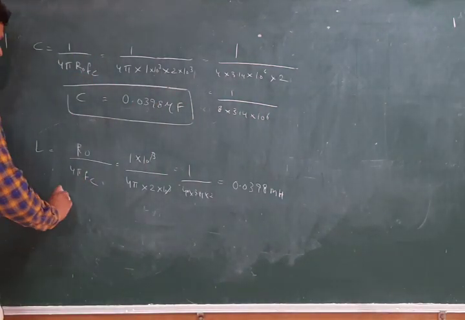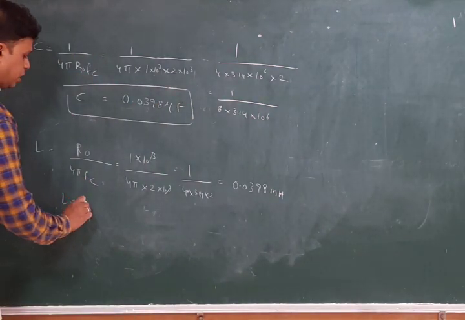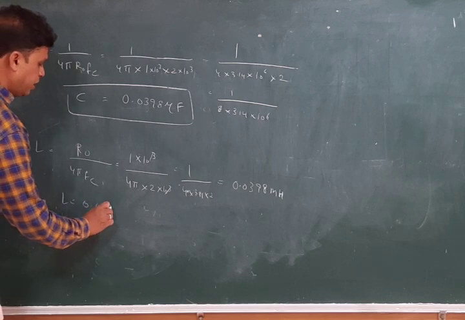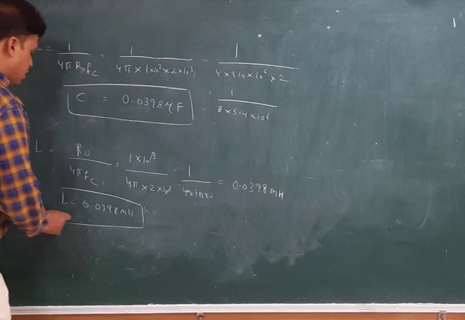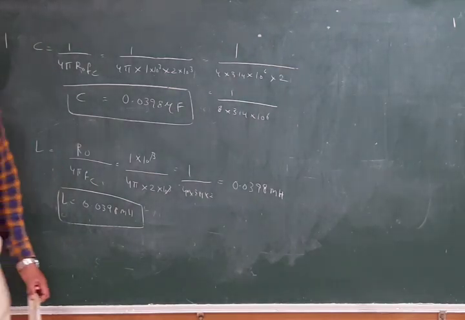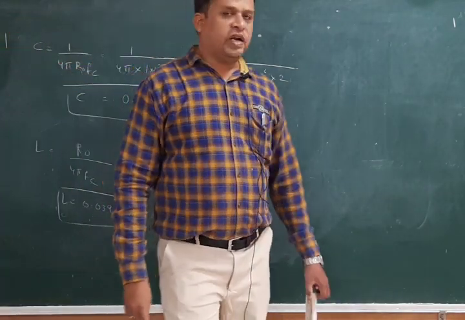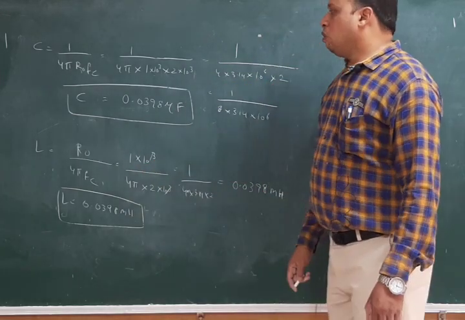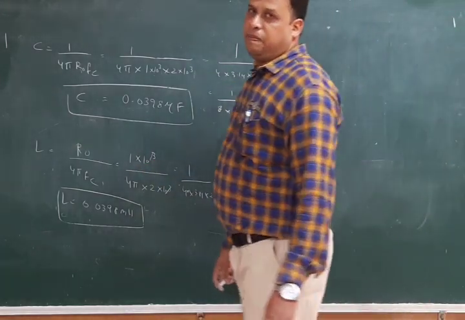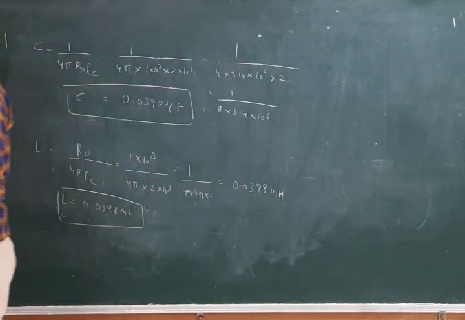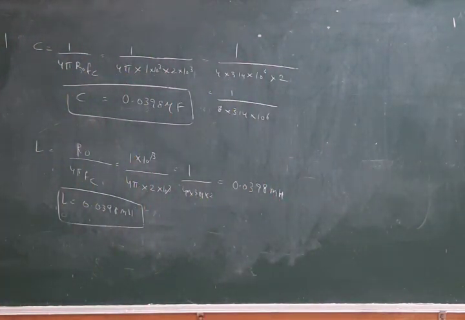L is equal to 0.0398 millihenry. Okay, you got the inductor value as well as the capacitor value now. After getting the inductor and capacitor values, what you have to do now is draw the filter by using the M derived high pass filter. Okay. So we will draw now.